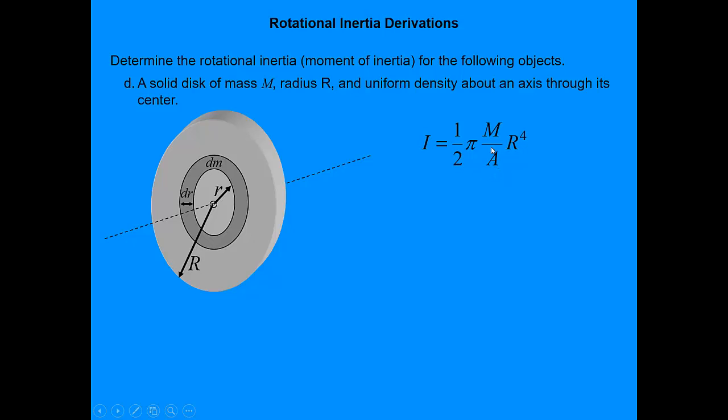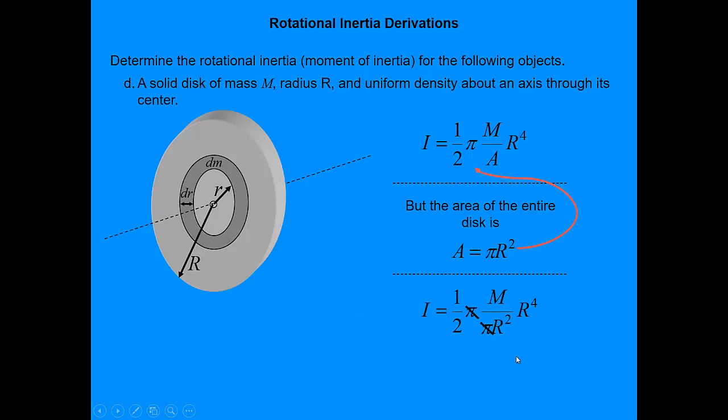Now, problem is, we've still got this area thing. But we know that the area of the entire disk is going to simply be pi r squared. Note how we're dealing with this as a two-dimensional object. We're not worrying about the thickness of it. Just as we didn't worry about the thickness of the rod, we considered it a one-dimensional object. Okay? And you'll see why in a moment. So this is pi r squared. We plug that in for the area. The pi's cancel. 2 of the r's cancel. And we get 1/2 m r squared.